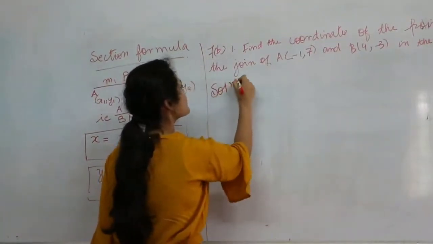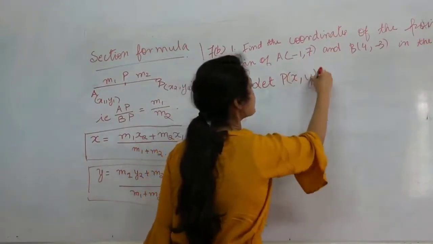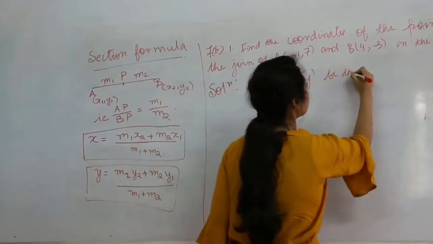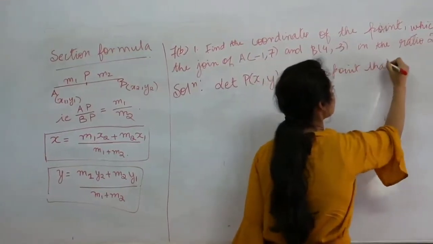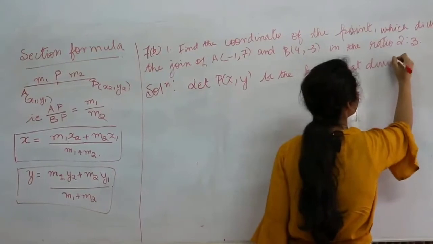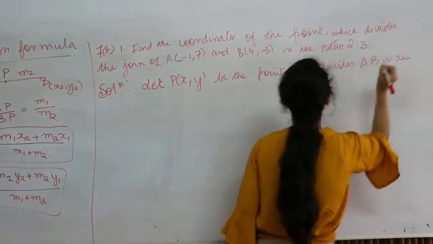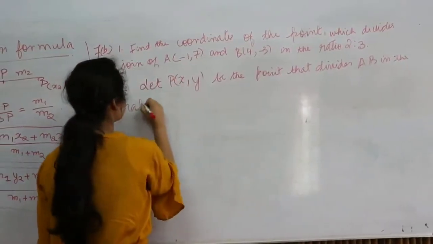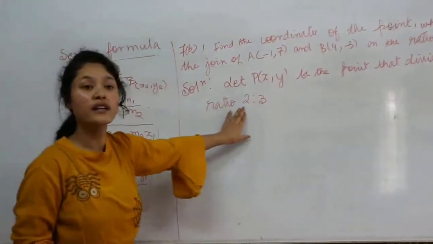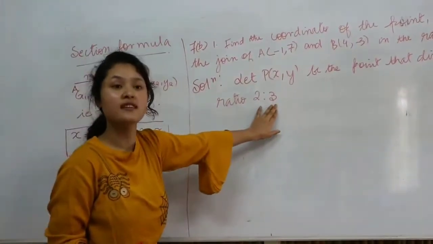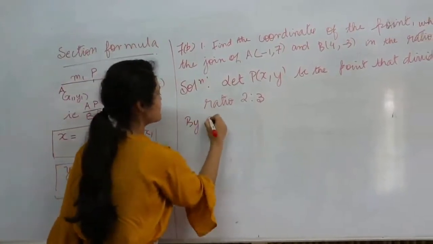Solution. Let P having coordinates x and y be the point that divides AB in the ratio 2:3. Here your m1 is 2 and your m2 is 3. So for the coordinates of P, we'll just use this section formula.